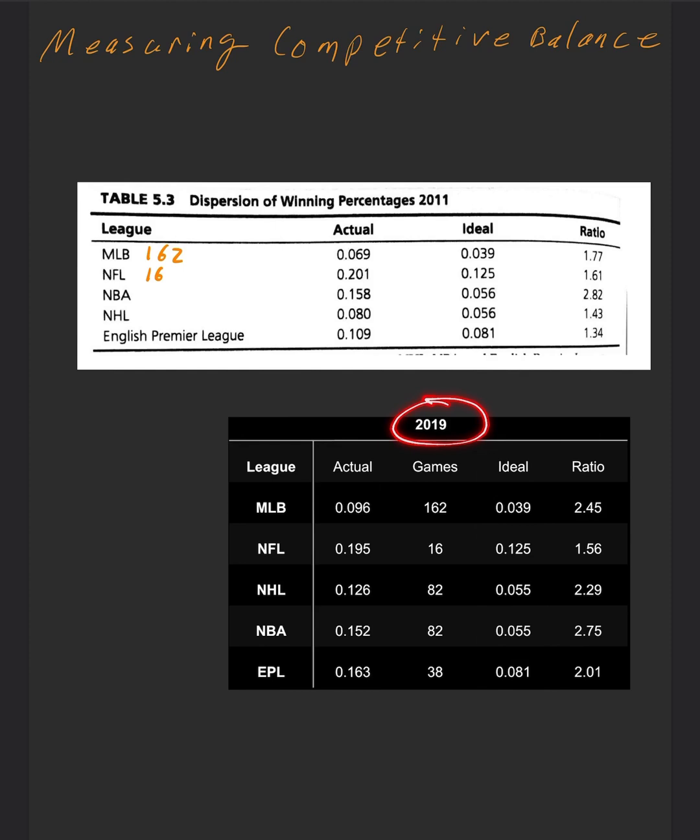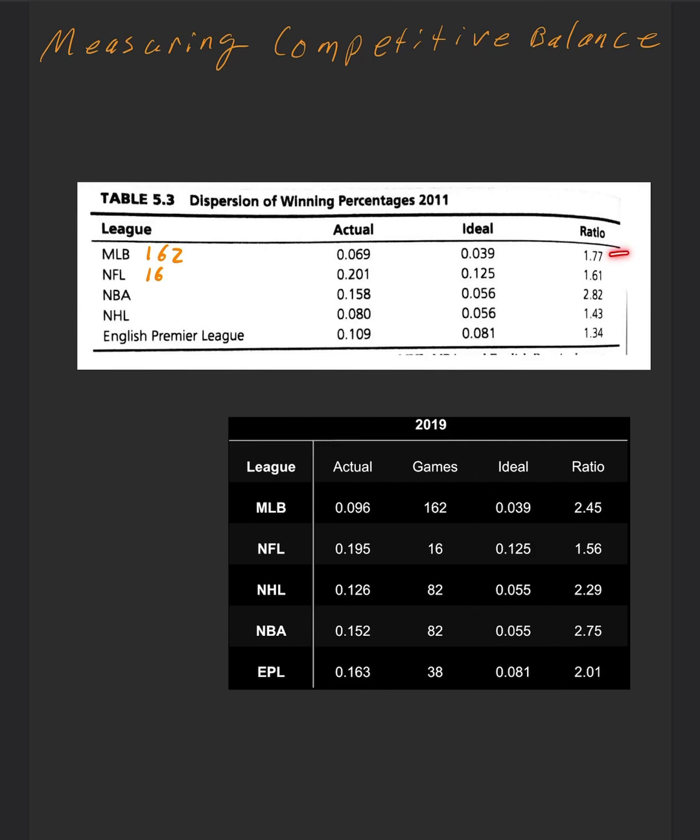If we fast forward to 2019, we see that the MLB is less balanced. The NFL is more balanced than it was before. The NHL is more imbalanced. The NBA is roughly the same. And the English Premier League is even less balanced than it was. These ideal numbers, obviously, are going to stay the same because the number of games stayed the same. Now we can come up with new ratios.